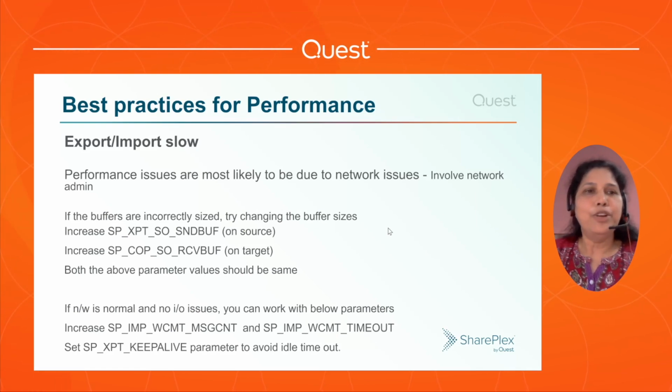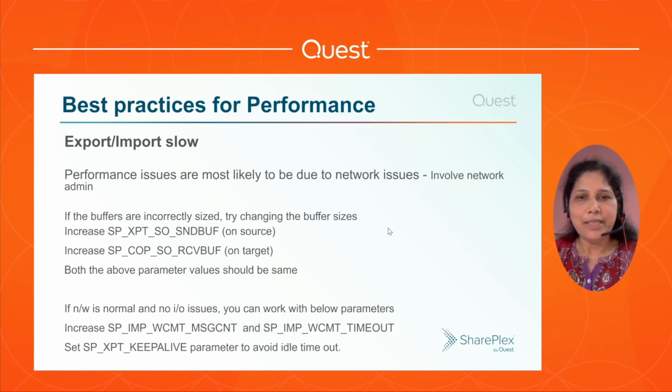Now, if you have the default parameters set for send buff and receive buff, and if the buffers are incorrectly sized, you can change these buffer sizes. Make sure the send buff on the source and the receive buff on the target have the same parameter values. There is a chance that it might improve your performance. If the network is normal and there are no IO issues, you can work with the below parameters: the import write commit parameters, the message count and the timeout parameters. You can increase these two, and there is a chance that you might get better performance. You can also set the SPXPT keep alive parameter to avoid idle timeout.